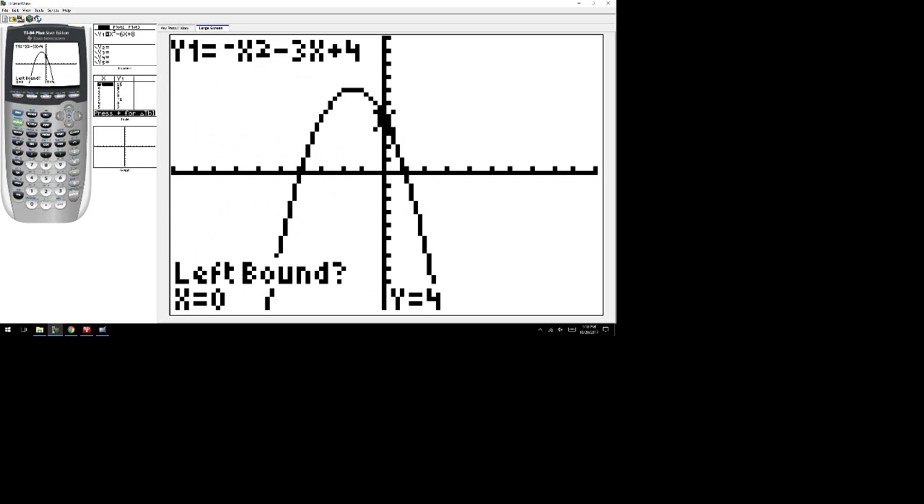All right, now, what is the question that it's prompting you to do? Well, hold up. We go to second trace, and then it's a maximum, so you go down to number 4. It says what, Abby? Left bound. Left bound.